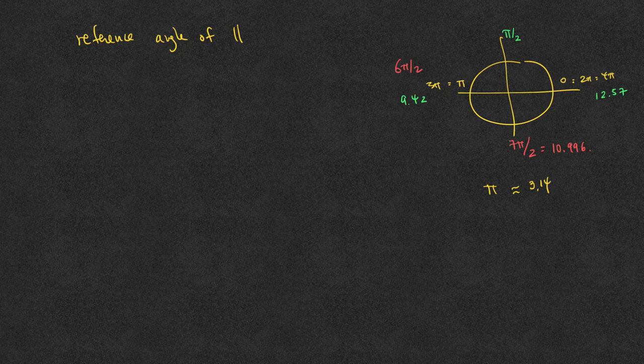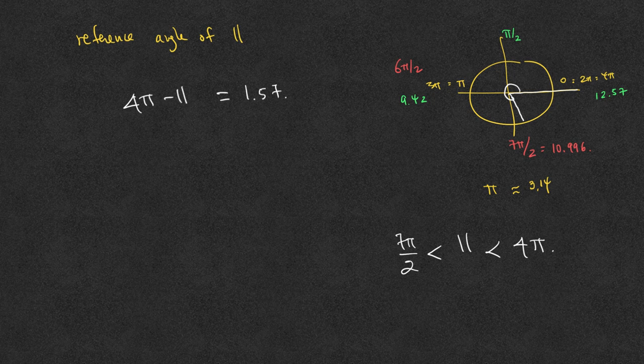And so 11 is an angle in the fourth quadrant. We just showed that it is an angle between 7 pi over 2 and 4 pi. It is closer to the positive horizontal axis, and so we would take 4 pi minus 11 to obtain the reference angle. 4 pi minus 11 is roughly 1.57, but the exact answer is 4 pi minus 11.